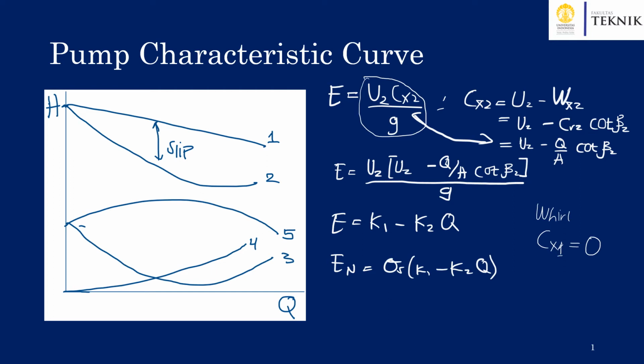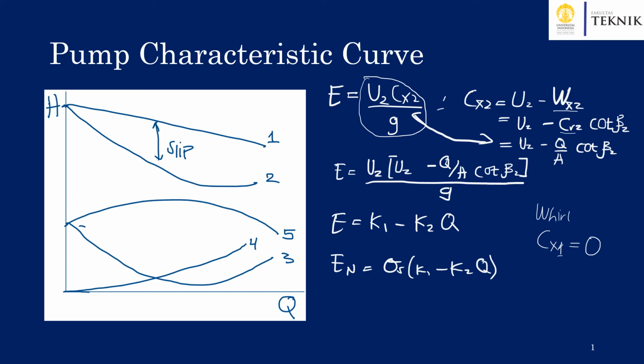And then we also know from the velocity triangle at the outlet that the tangential component of the absolute velocity, or Cx2, is equal to u2 minus the tangential component of the relative velocity, or wx2. And by working on the blade angle at the outlet, we can get wx2 as a function of the radial component of the absolute velocity multiplied with the cotangent of beta 2.